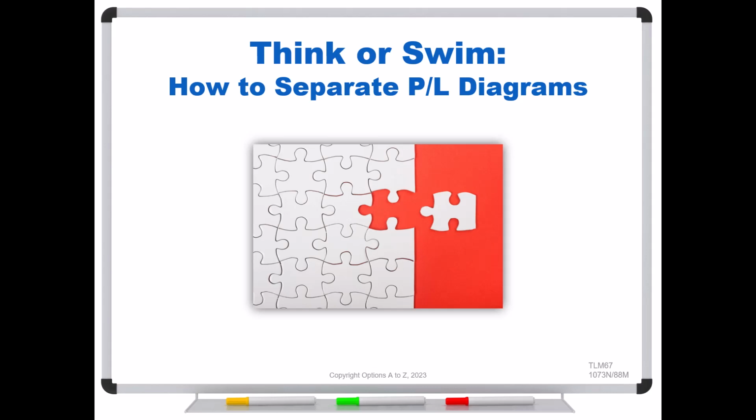Normally it combines them. So if you're looking at a covered call, it's going to show you the combination of the stock and the short call. But is there a way to separate them? And that was the question. And the answer is yes, it can be done, but it's a little tricky. Like I said, they don't make it real readily apparent.